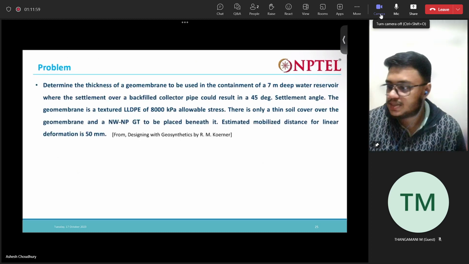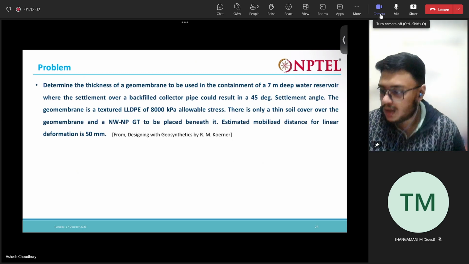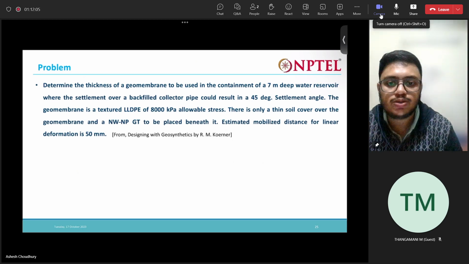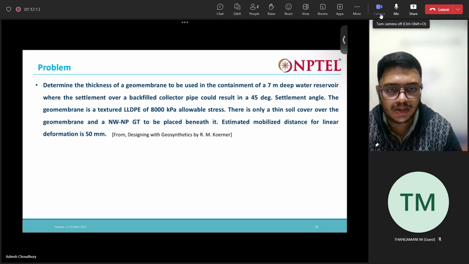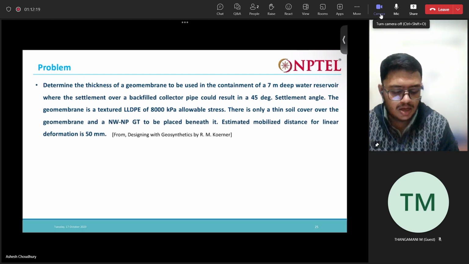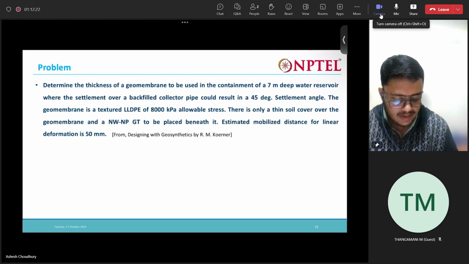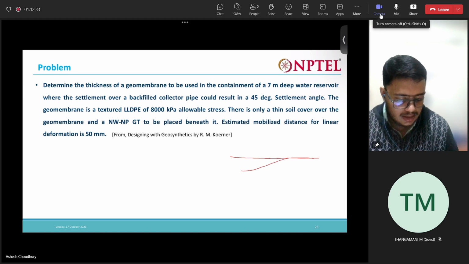Let us see this basic and easy problem. Determine the thickness of a geomembrane to be used in the containment of a 7-meter deep reservoir where the settlement over a backfill collector pipe could result in a 45-degree settlement. This beta is 45 degrees. So we have a geomembrane layer laid like this, and due to some reason there might be some settlement of this geomembrane, right? The angle at which the settlement is occurring is nothing but this beta.